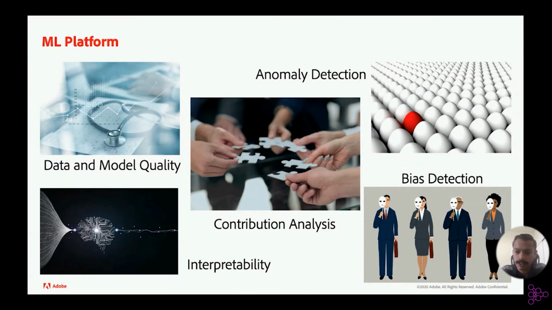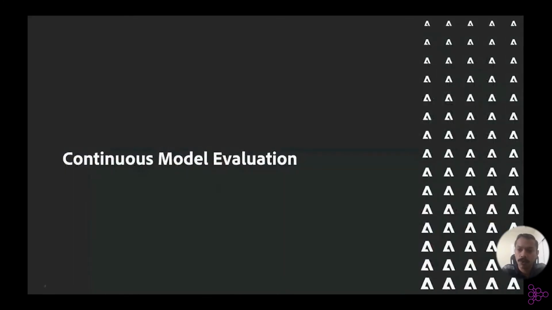And interpretability attributes the model behavior to input features, be it either at a global level or a local level. Finally, the bias detection service identifies unintended bias in data or model. With that, we move on to the primary topic of this presentation, which is continuous model evaluation in production.